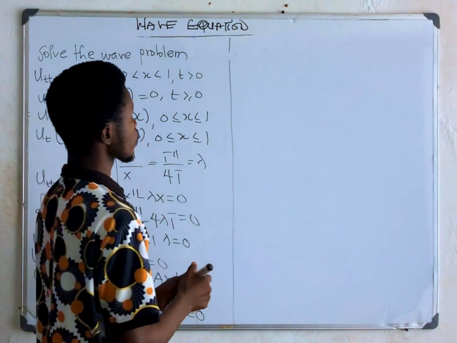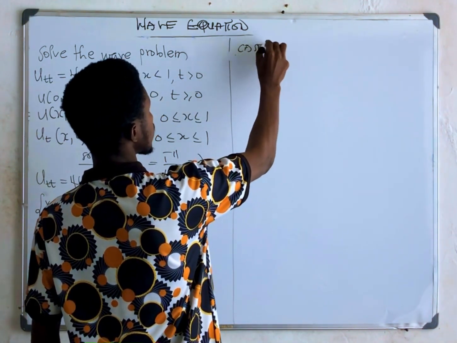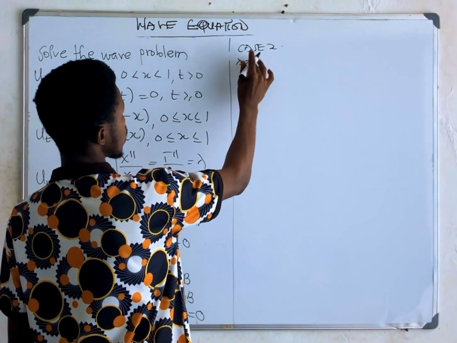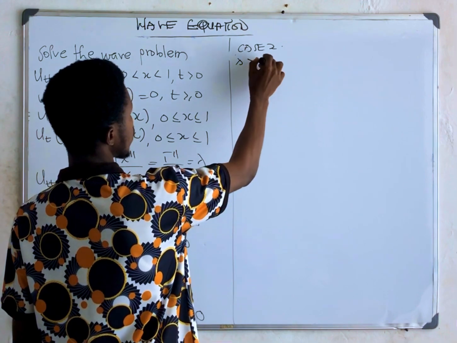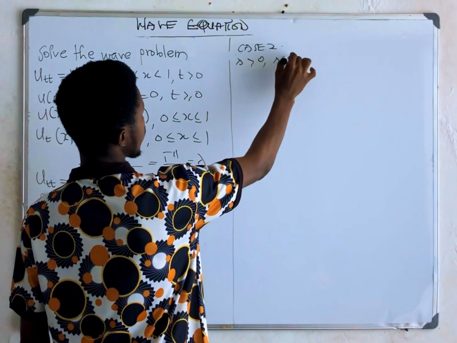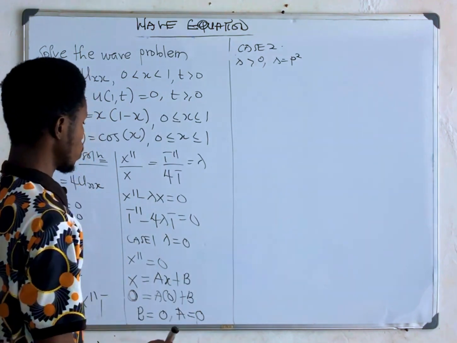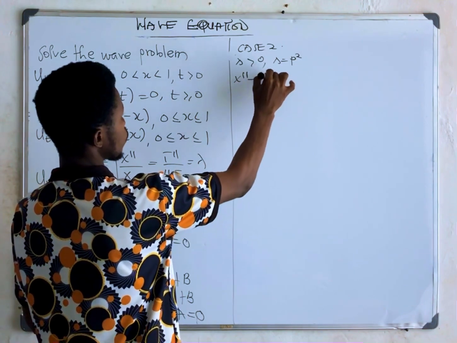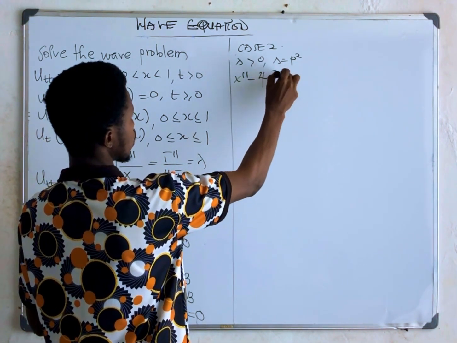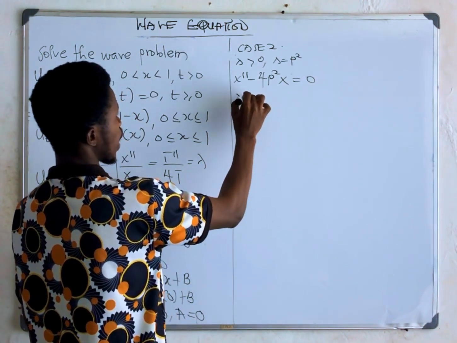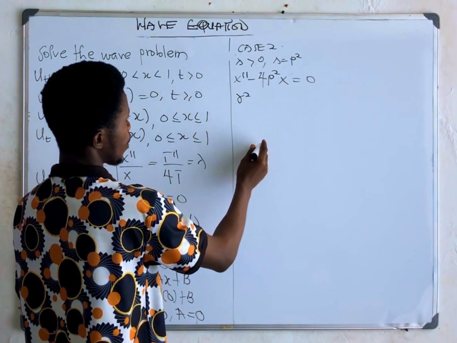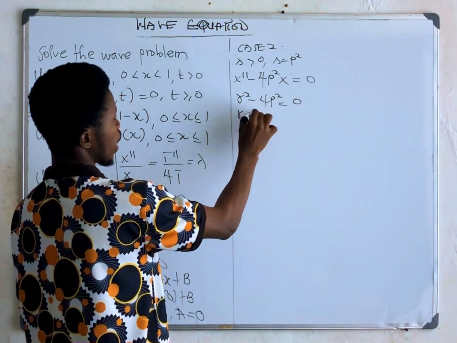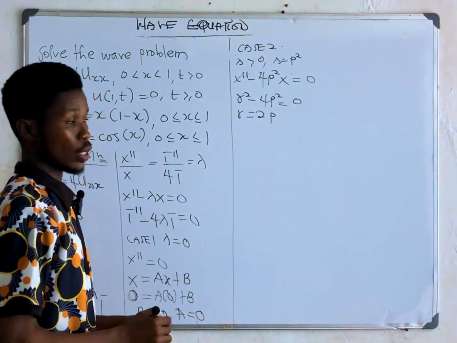That's case 2. Let's look at case 2, which is when lambda is greater than 0. We let lambda be equal to p squared. So from here, X double prime minus 4p squared X equals 0, which means my r squared minus 4p squared will be equal to 0. So my r will be equal to 2p. Is that okay?